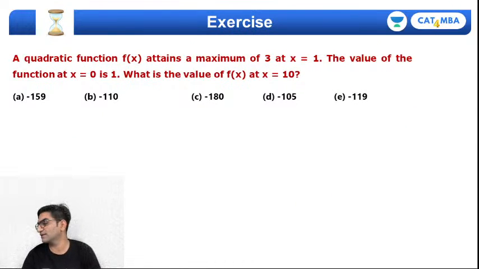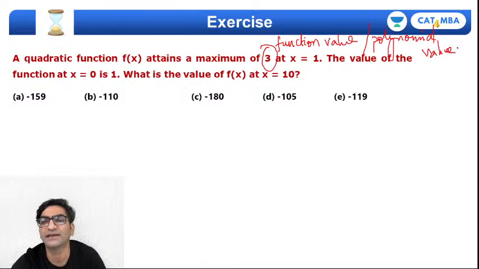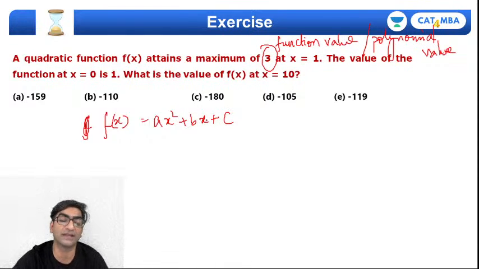Okay, here is something with a little more application. A quadratic function attains a maximum of 3, right? अब ये 3 जो दिया हुआ है ये क्या है? This is the function value, right? Function बोलो या polynomial का value बोलो, right? That is given to me as 3, right? So consider f(x) equal to ax square plus bx plus c, or nothing as equal to 0.